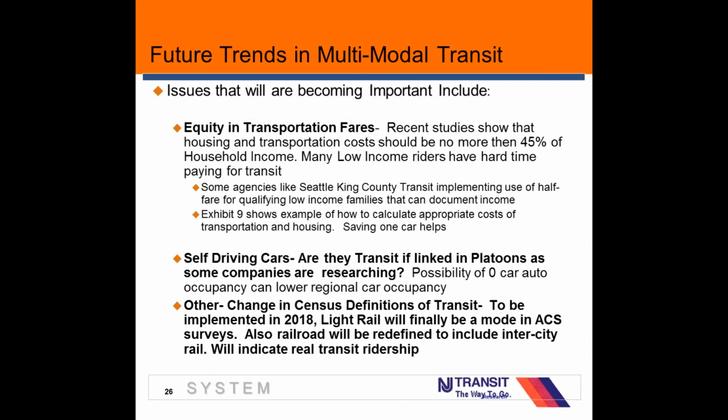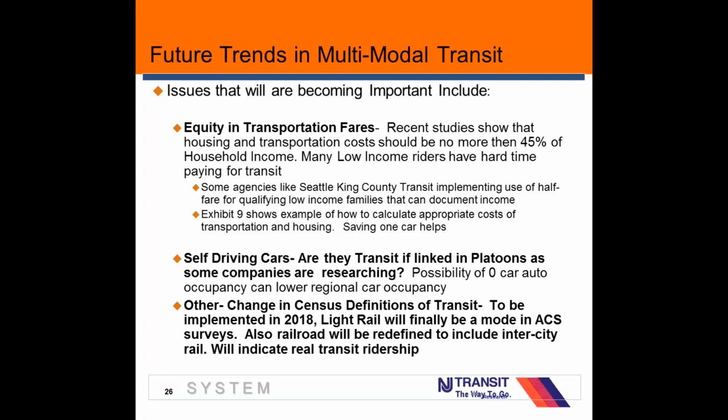Other trends include self-driving cars, and whether they'll be linked in platoons, as some companies are researching for the future. It's a real unknown how much self-driving cars are going to start affecting transit and other issues. There'll be a possibility of zero-occupancy cars, which can lower regional car occupancy.